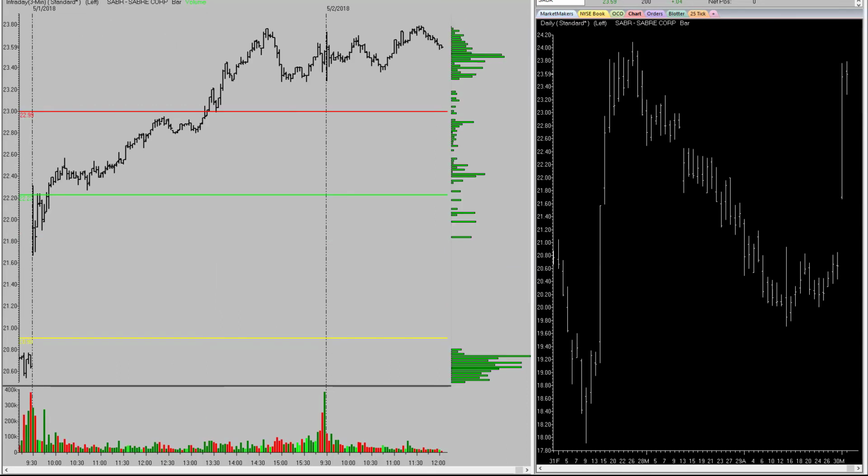And finally, let's have a look at SABR. This is not to be confused with the other SABR. This is SABR Corp. This is a different stock. And I will look to the long side for this one. It was a gap day yesterday. You can see over on the daily, I'm looking at these highs here. And if it can close strongly today, I will look for follow through tomorrow to the upside.